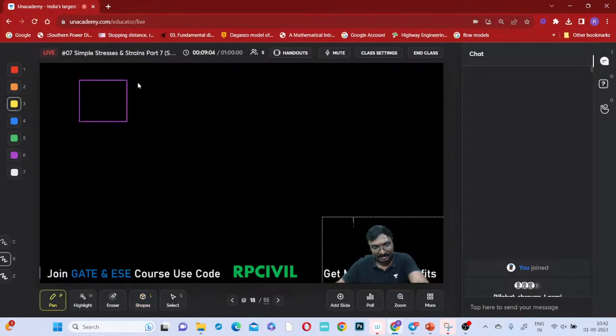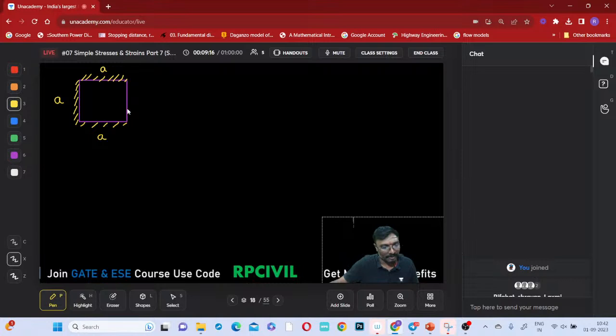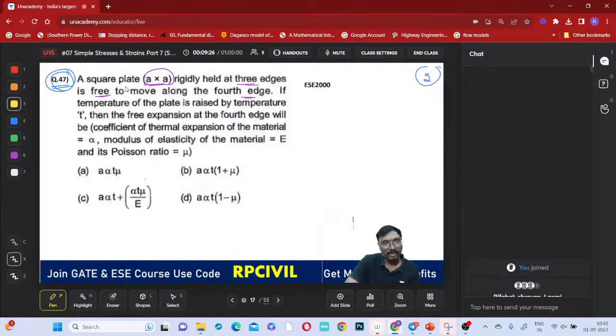If you just observe, this is your square, and all sides are the same. This is A, this is A, this is A, and that is also A. All sides are having rigid support, but this side it is not having any rigid support. So free expansion is possible only in this one direction, the fourth edge only.